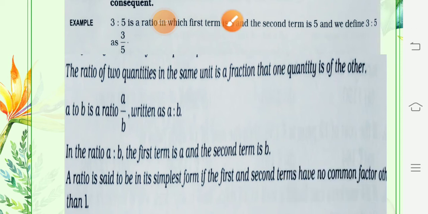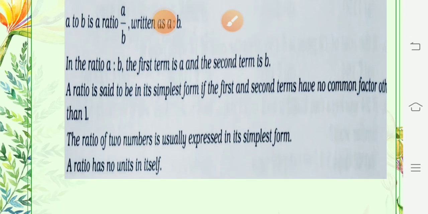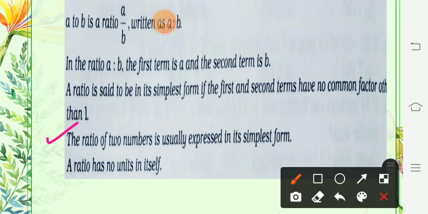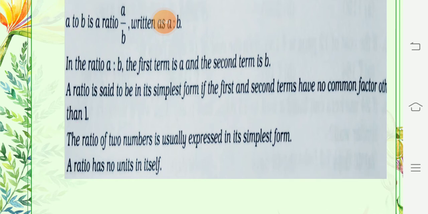Now the next point: a ratio is said to be in simplest form if the first and second terms have no common factor other than 1. Once I repeat this statement, a ratio is said to be in simplest form if the first and second terms have no common factor other than 1. To prove this statement, we will discuss some questions from your exercise 10A. Now come to the next point. The ratio of two numbers is usually expressed in its simplest form. Next point, a ratio has no unit in itself. Why? Because the units will cancel each other.